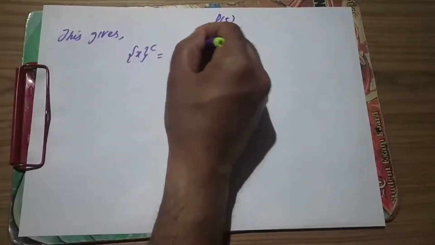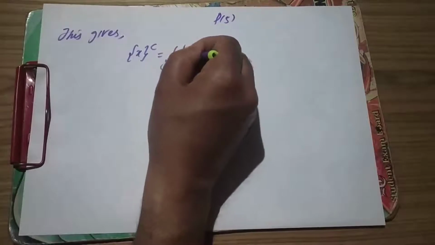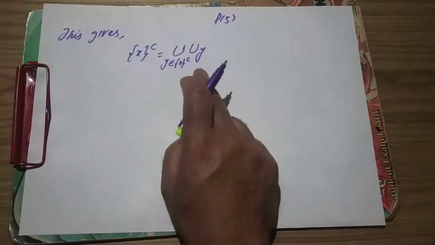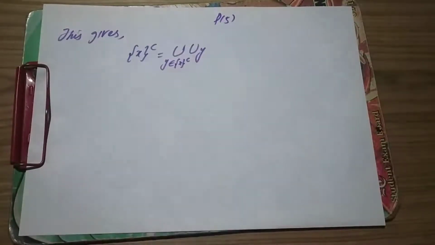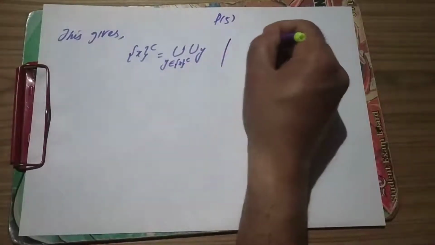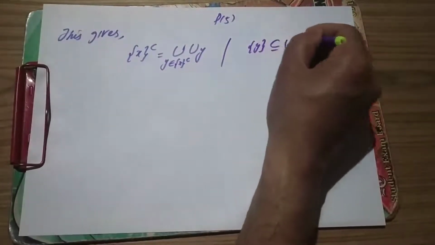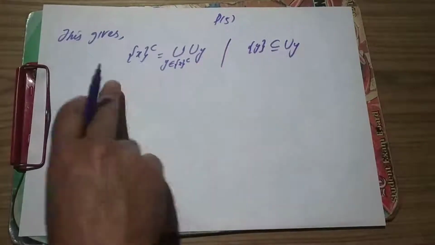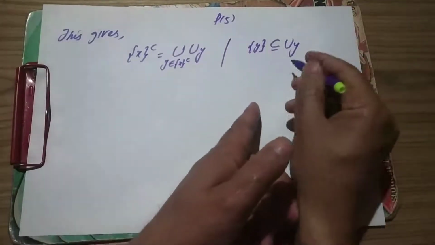Then you can see that this gives your X complement is equal to the union of such sets UY, where Y belongs to X complement. It's equal to this, because each such UY does not contain the point X. So if I take the union of all singleton sets Y, it's always a subset of UY, because Y belongs to UY. So if I take the union of all singleton sets which belong to X complement, then this will be a subset of the union of UY.